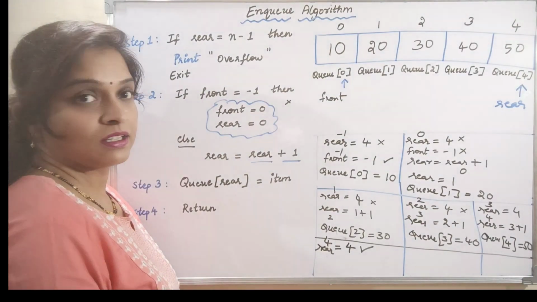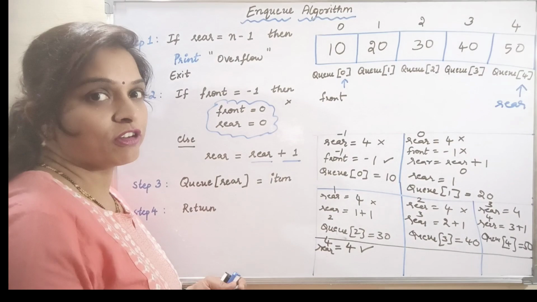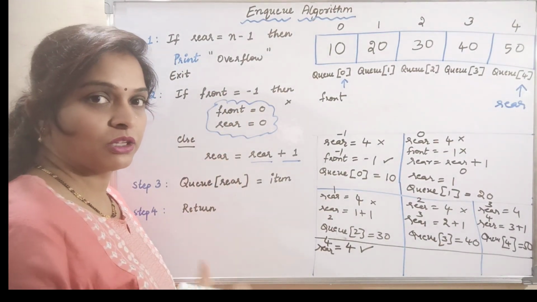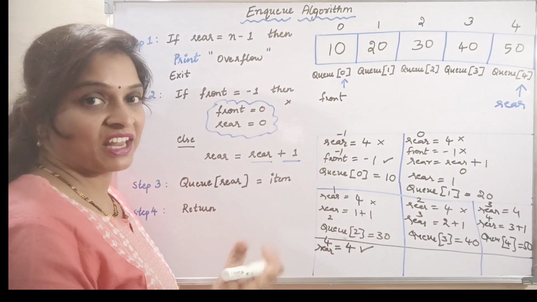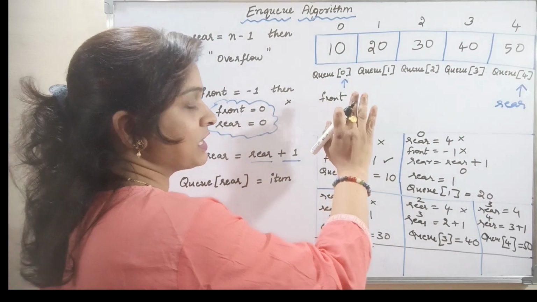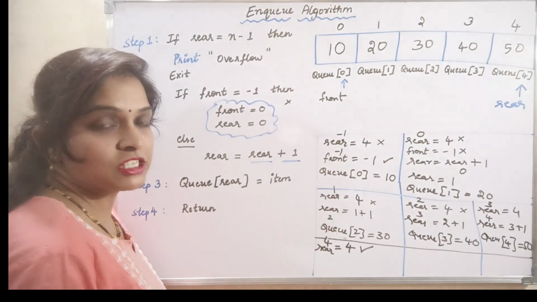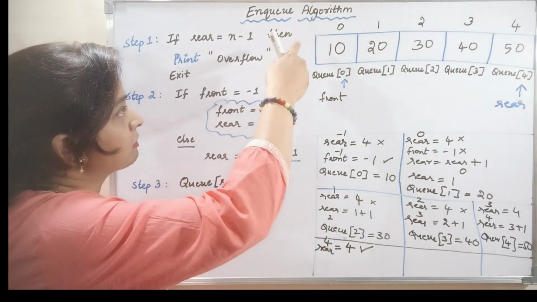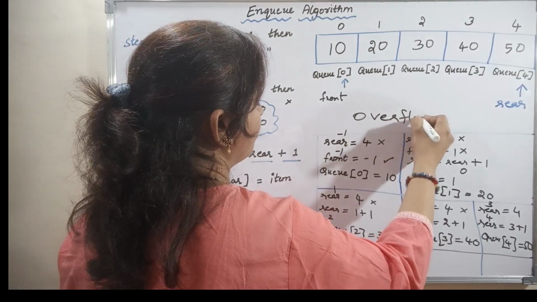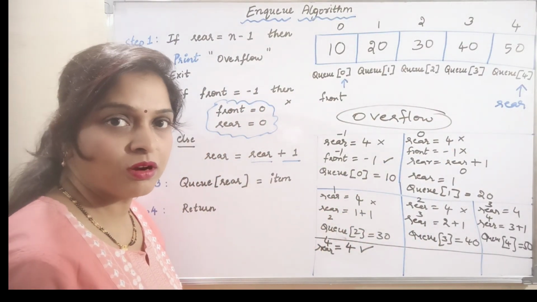That the queue is totally filled with the values. It is overflow. Then exit. Means done. You just can't do any more enqueue operation. So front will be pointing to 0 itself, and rear will be pointing to the last value, that is 4. So when rear equals n minus 1, I should get a message. It is overflow. Queue is overflow. You cannot fill any more items.